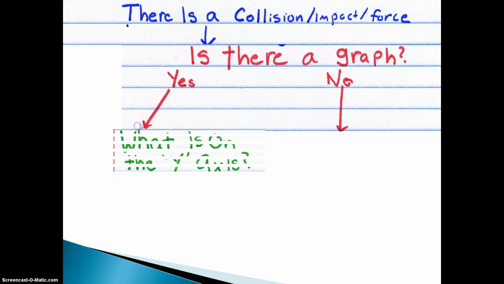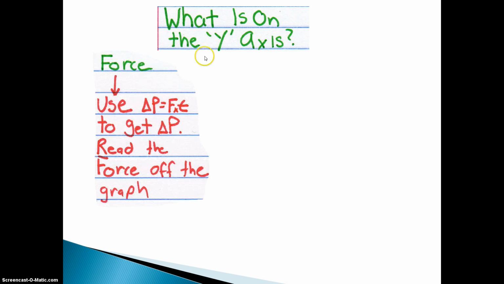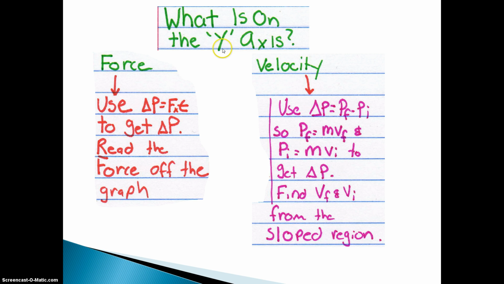If it's yes, then we ask, what is on the y-axis? I need more room. So here we are. What is on the y-axis? If it's force, we're going to use the impulse as the force times time to get the impulse. And we read the force directly off the graph. However, if instead it says velocity, we're going to use impulse as the final minus the initial momentum, where the final momentum is mass times the final velocity, and initial momentum is mass times initial velocity to get the impulse. We can find the final initial velocity from the sloped region of the graph itself.